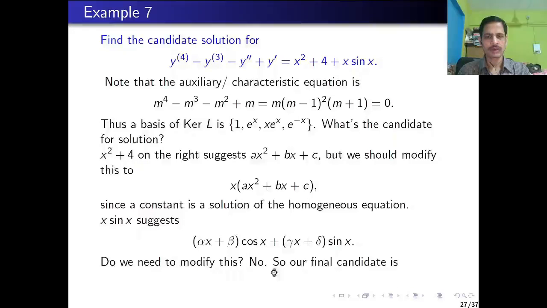So our final candidate solution is the sum of this and this. So it is x times (x squared plus bx plus c) plus (αx plus β) cos x plus (γx plus δ) sin x.